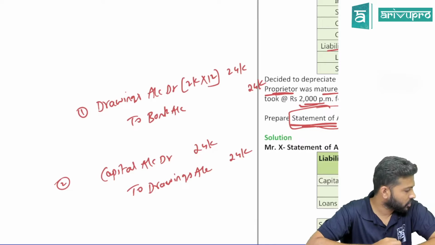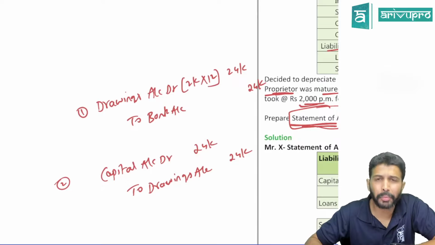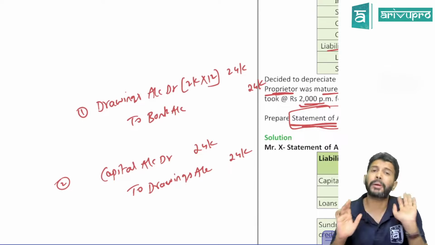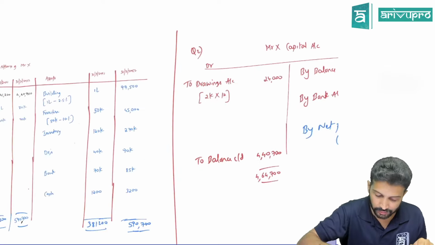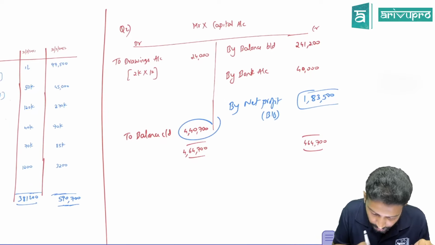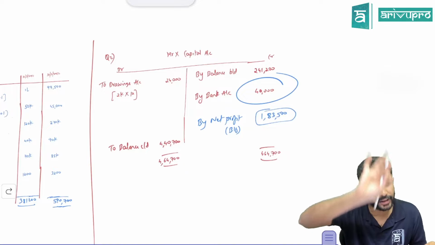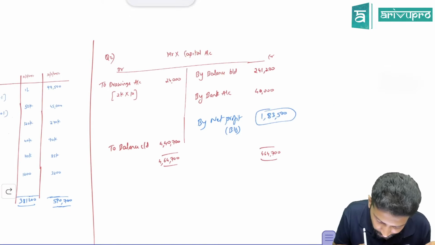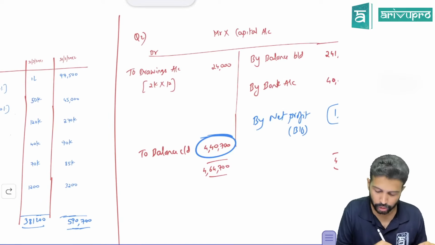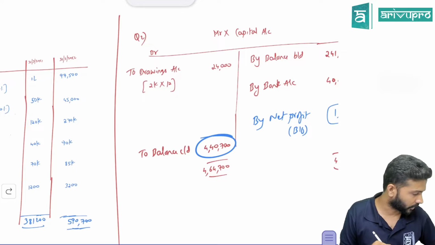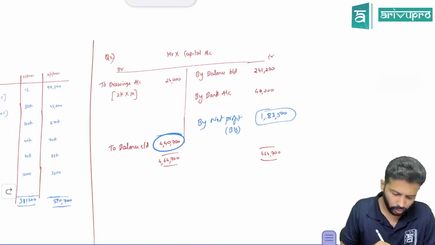Sir, what about insurance policy and drawings? Won't it come in statement of affairs? No. Statement of affairs means it's nothing but a balance sheet. In the balance sheet, what will come? The final value. What is the final value of capital, after adjusting drawings, additional capital, and considering everything? 44700. So this 44700 you will show in your balance sheet. Okay, after adjusting everything, can we write it as P&L account? Yeah, you can write P&L account also. That is also fine.